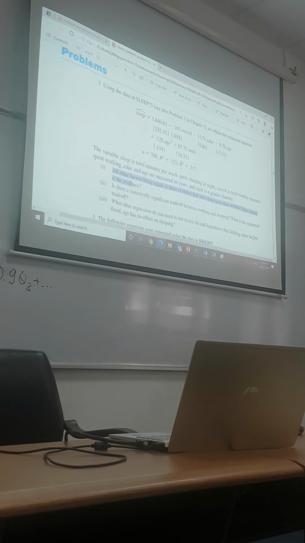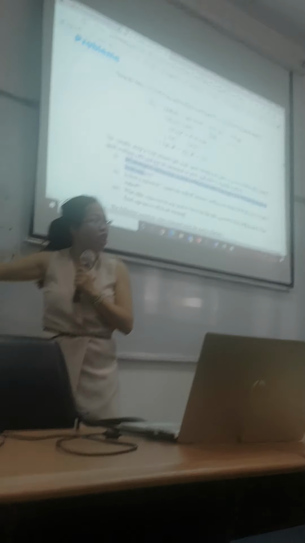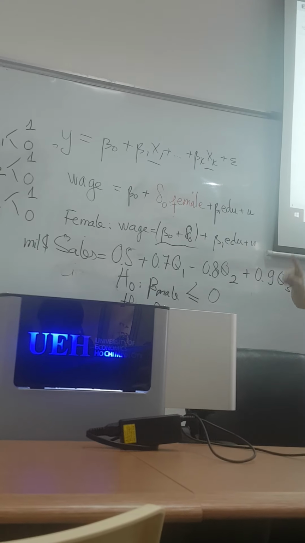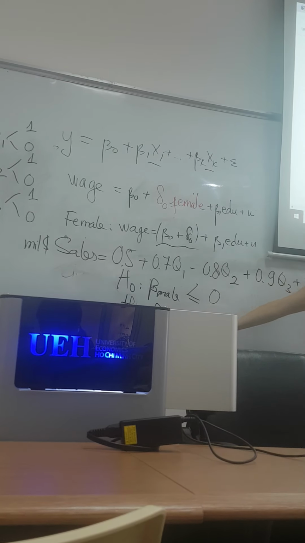Thế thì các bạn luôn luôn nhớ nhé, cái null hypothesis này là cái chúng ta muốn reject, đúng không? Cho nên cái alternative hypothesis này là cái mà chúng ta muốn chấp nhận. Tôi muốn chấp nhận cái giả thuyết là men ngủ nhiều hơn phụ nữ, cho nên tôi để vào alternative. Đúng không? Như vậy null hypothesis của tôi sẽ là ngủ ít hơn, đúng không?